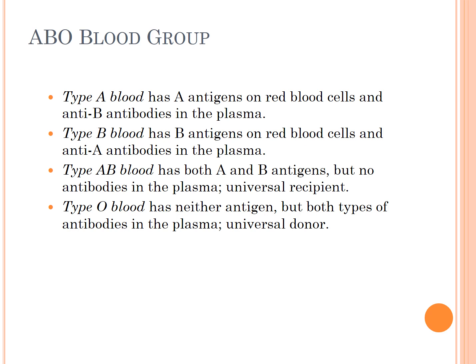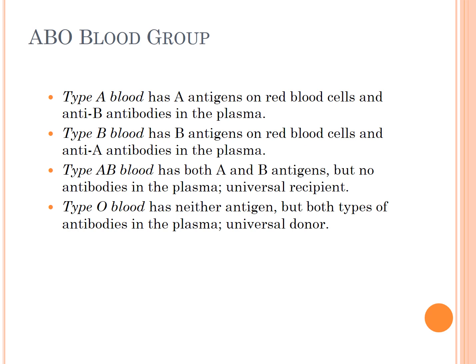People with type B blood have B antigens on the red blood cells and type A antibodies in their plasma, right? Since if you're type B, you would sense type A as being foreign. People that are type AB have both types of antigens and therefore do not have antibodies to either. They're referred to as a universal recipient. In theory, they could receive any of the other types of blood.